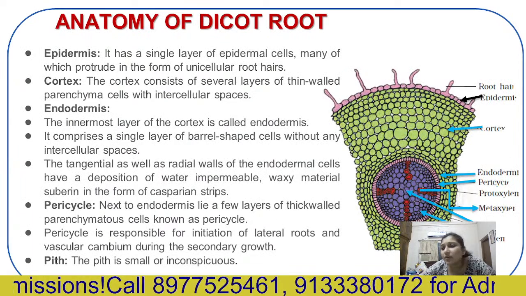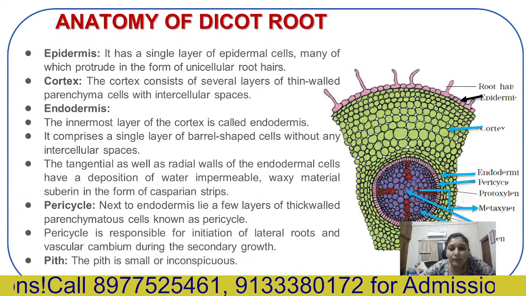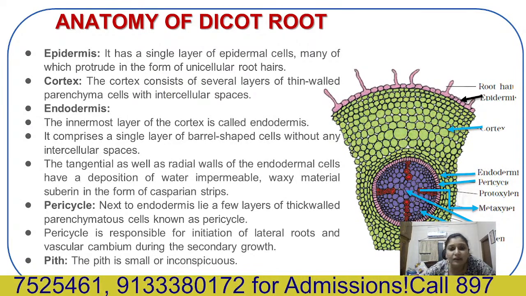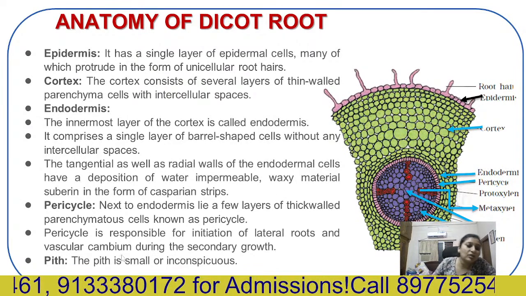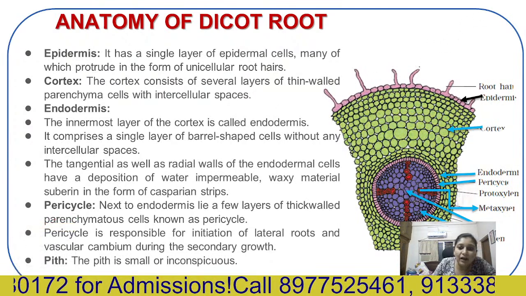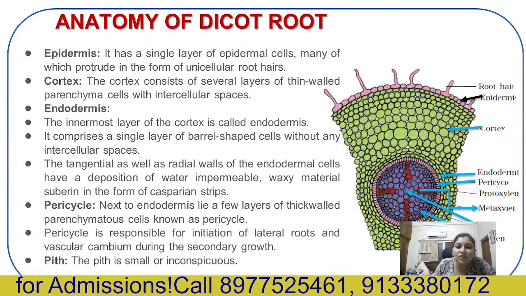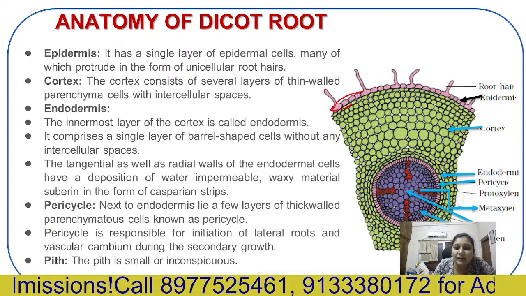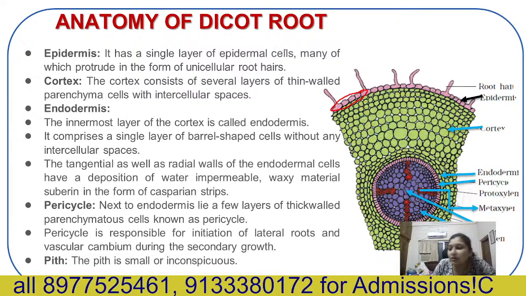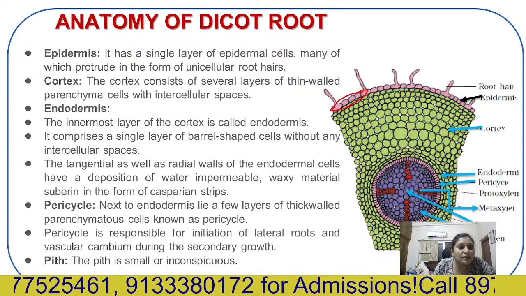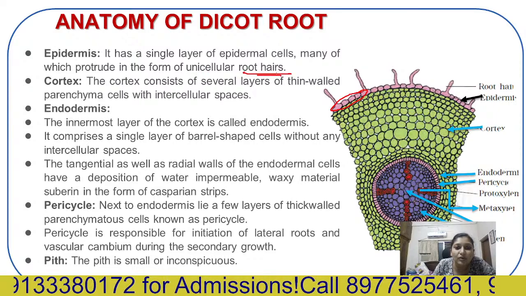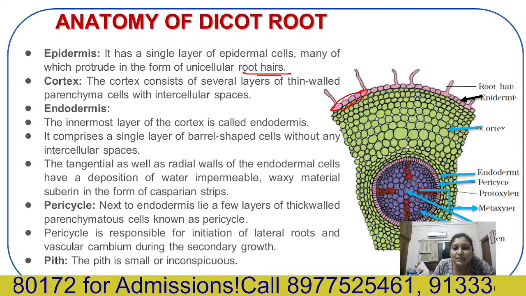Then, anatomy of the dicot root. Remember, in case of roots, the root hairs are unicellular. So in the dicot root, we have all these layers. The epidermis is the outermost single layer of epidermal cells, this pink colored layer. These cells protrude in the form of unicellular root hairs. So this is the epidermis layer.